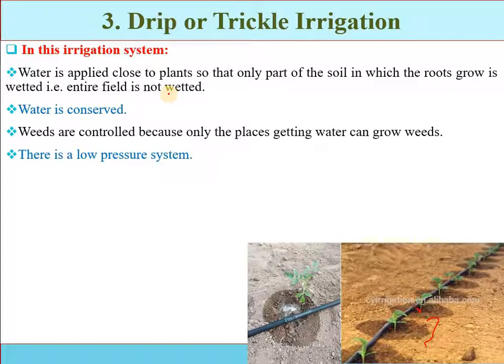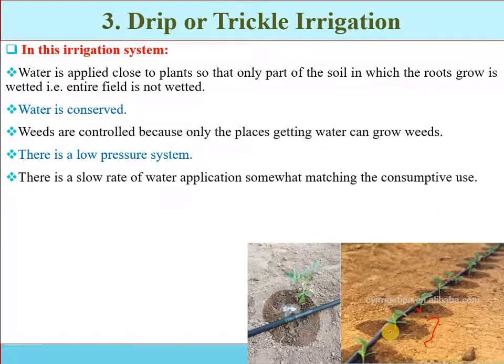This is a low pressure system as compared to the sprinkler system, meaning less power is required because the water is discharged by gravity. The pipes will be laid along the slope of the field, so as compared to the sprinkler system, less power is required. There is a slow rate of water application, somewhat matching the consumptive use.